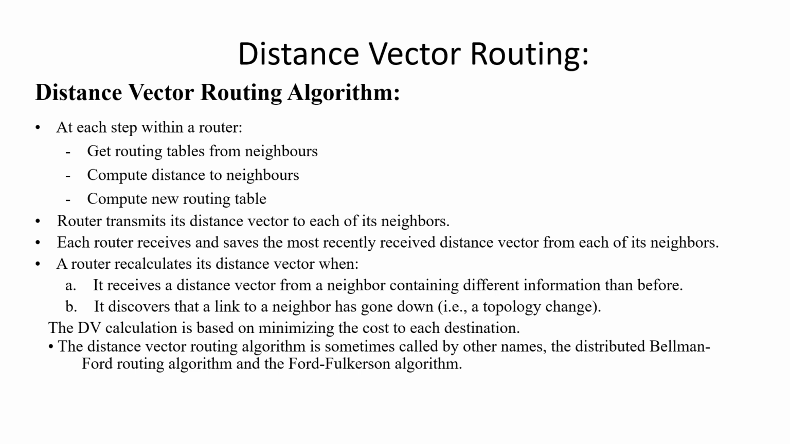A router recalculates its distance vector when it receives a distance vector from a neighbor containing different information than before, or when it discovers that a link to the neighbor has gone down. This distance vector calculation is based on minimizing the cost to each destination. The distance vector routing algorithm is sometimes called by other names: the distributed Bellman-Ford routing algorithm and the Ford-Fulkerson algorithm.